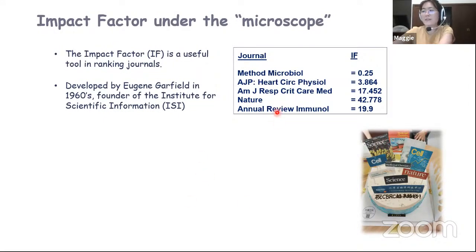As you can see, the famous journal Nature has a very high impact factor, more than 40. And this impact factor system has been developed for a long time. It was first developed in the 1960s. It's very old, right? By the founder of the Institute for Scientific Information, ISI.